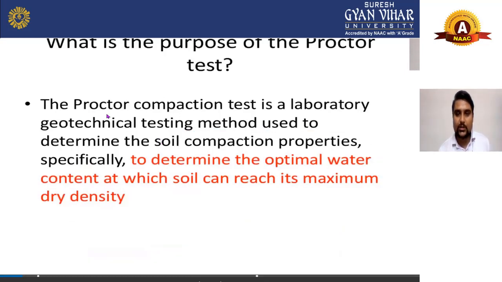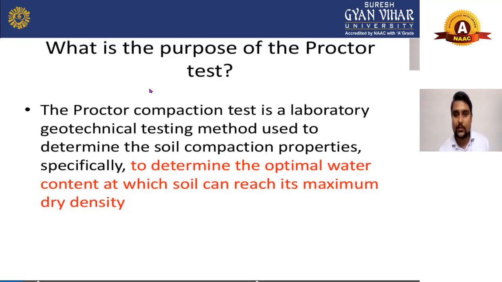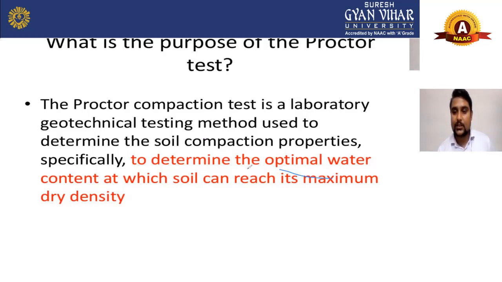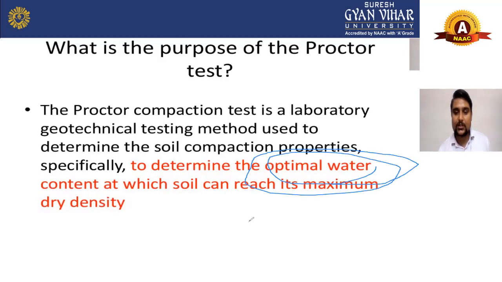Now, as you can see, the purpose of the Proctor test. The Proctor compaction test is a laboratory geotechnical testing method used to determine soil compaction properties, especially to determine the optimal water content by which soil can reach the maximum dry density. As I told you earlier, we need to find the optimum moisture content to reach the maximum dry density. These two terms are very important. One is optimum water content and the second one is dry density.